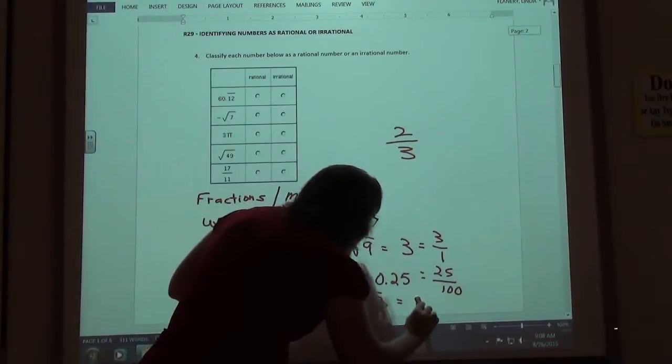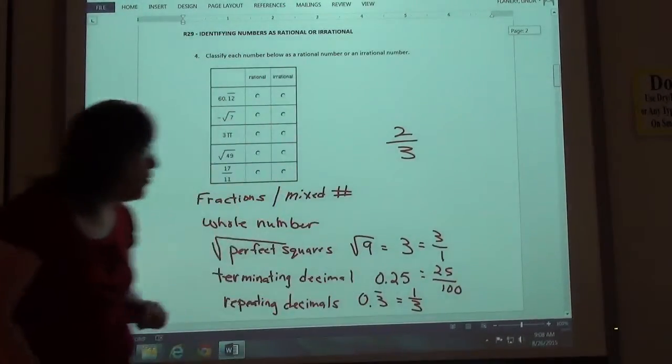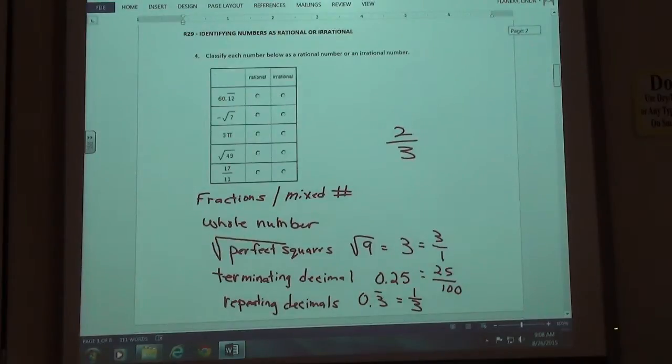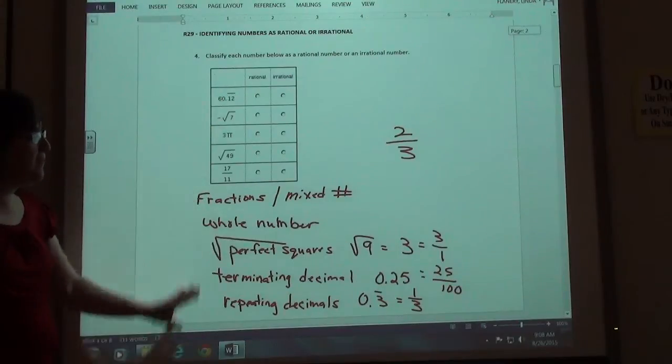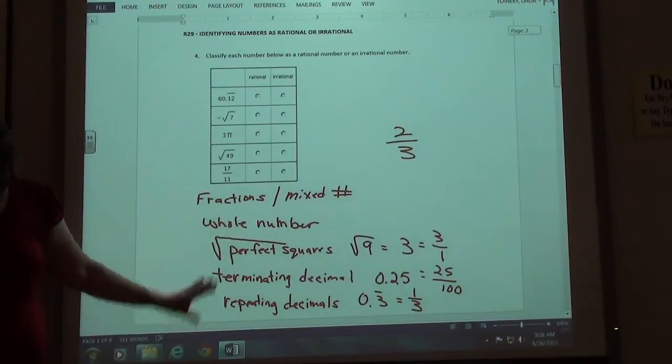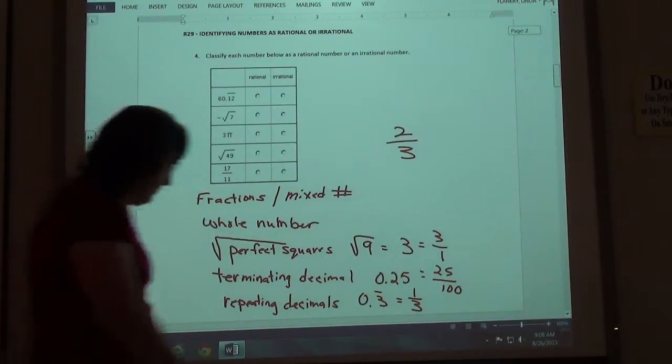So, anytime you have that repeating decimal with that bar over the top, just know it could be changed into a fraction. It just takes a little bit more work, and we're not worried about how to do it. So, there may be some other things, but these are the types of things that they're going to give you on ALEKS that are going to be in the rational category.